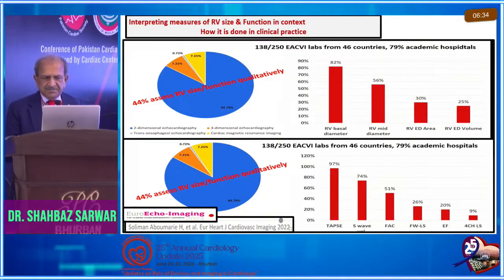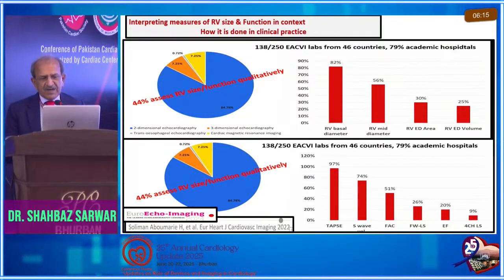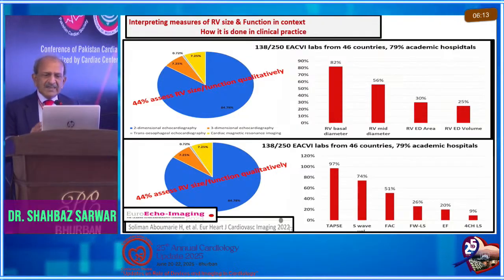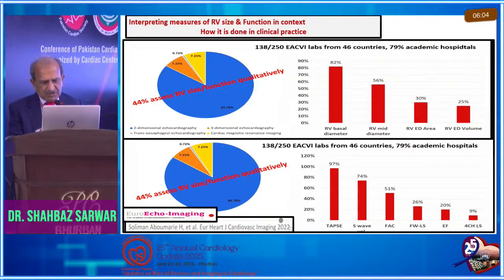Regarding right ventricular size and function, in most European labs, the majority of them academic hospitals, the size of the RV is done by only the basal diameter, and the rest of the parameters are done very rarely. Similarly, the function of the RV is done by TAPSE, and the rest of the parameters very, very rarely. So this is how the world sees it, and this is how the majority of people in Pakistan are also doing it.